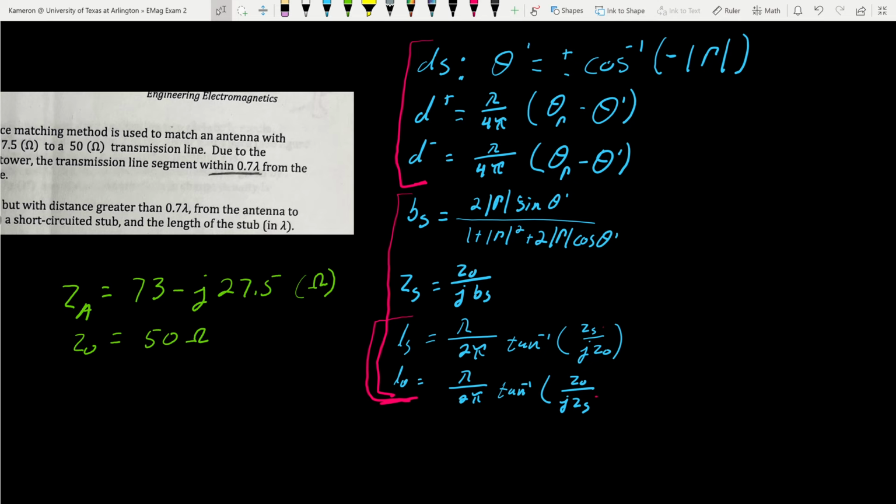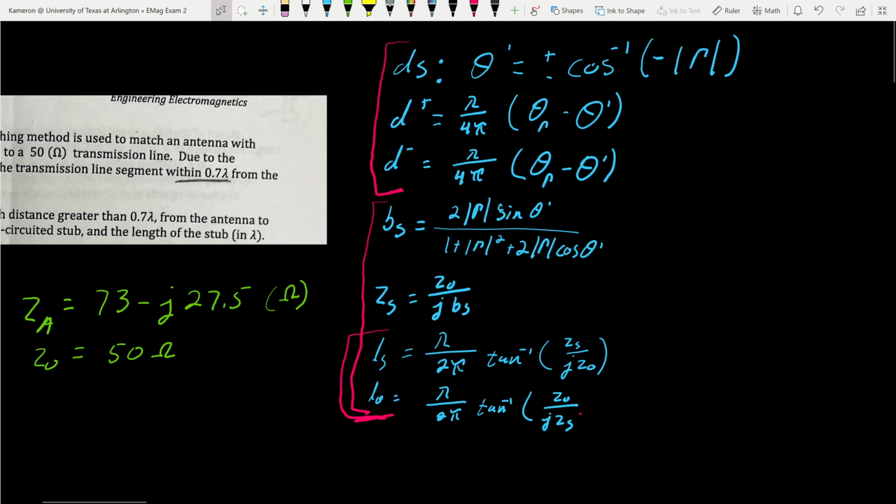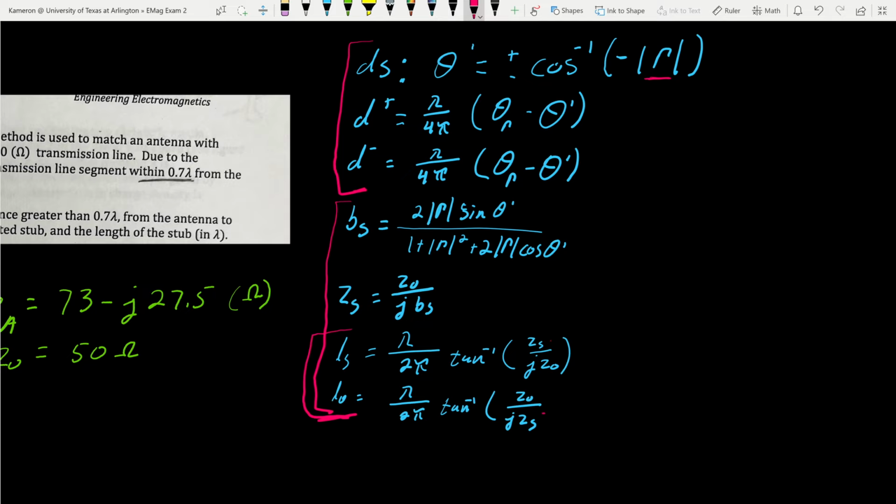Really the only thing you need to start out with these equations is gamma. That's where we'll start. We'll go through it all, and with that, you can solve the whole thing.